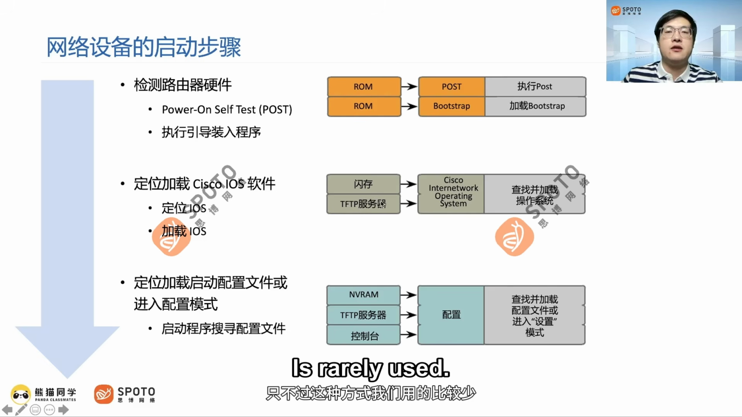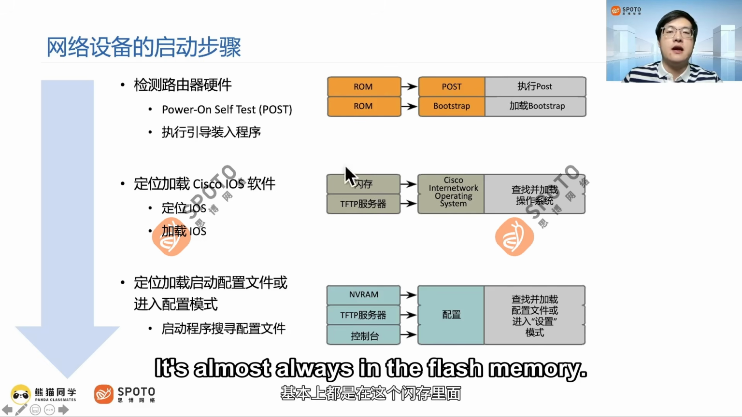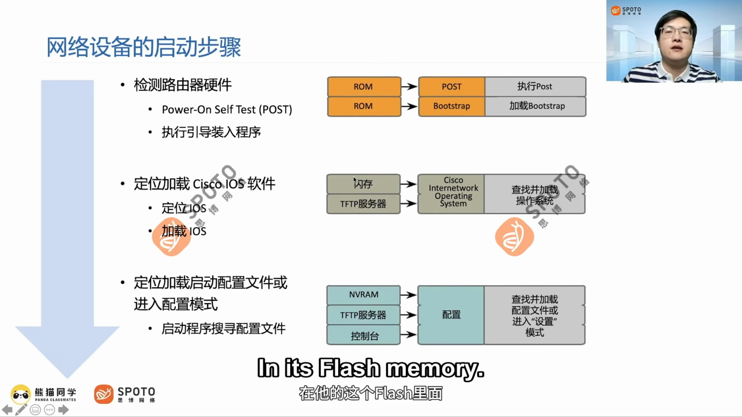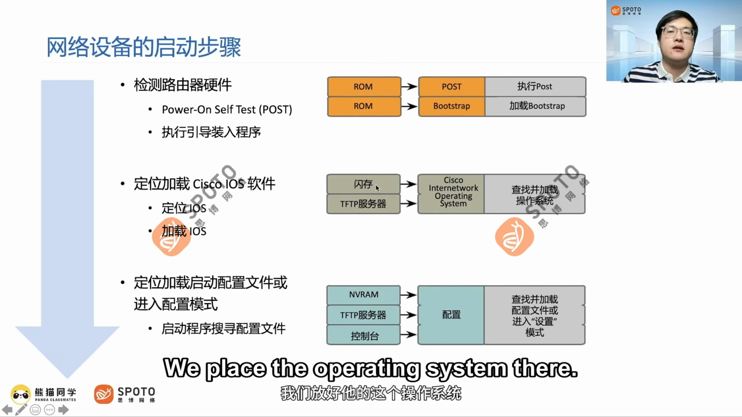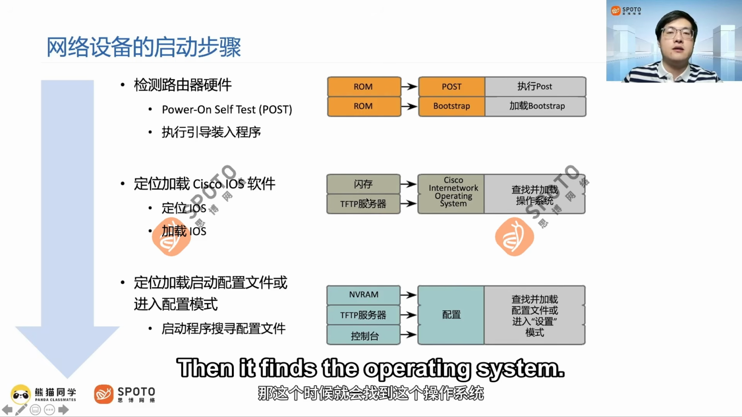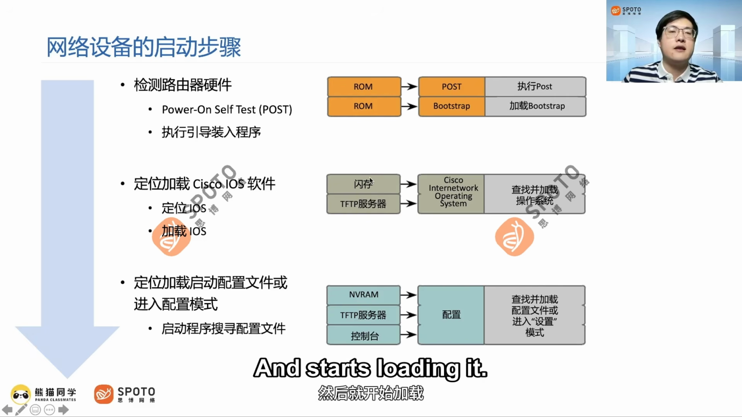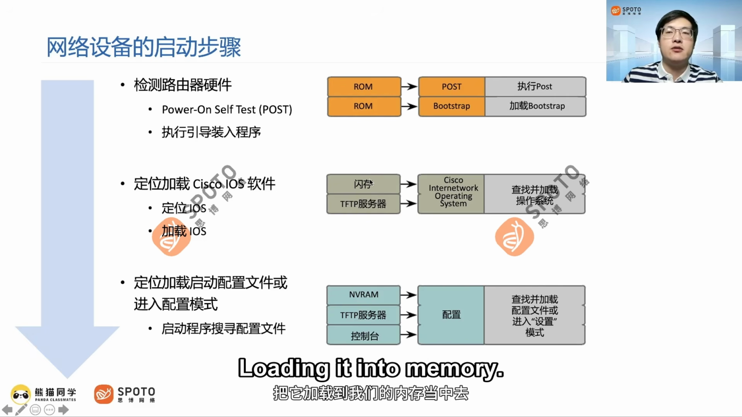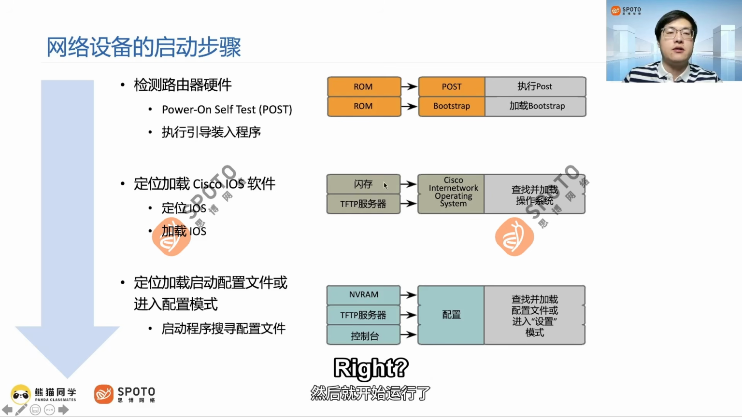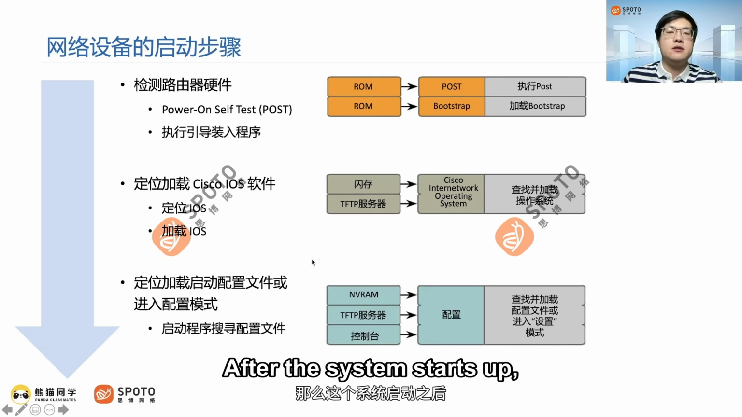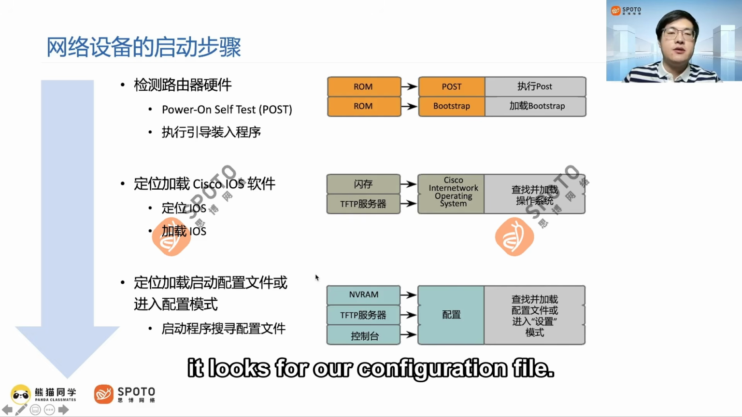But this method is rarely used. It's almost always in the flash memory. In its flash memory, we place the operating system there. Then it finds the operating system and starts loading it into memory. Loaded into memory, it then starts to run. After the system starts up, it looks for our configuration file.